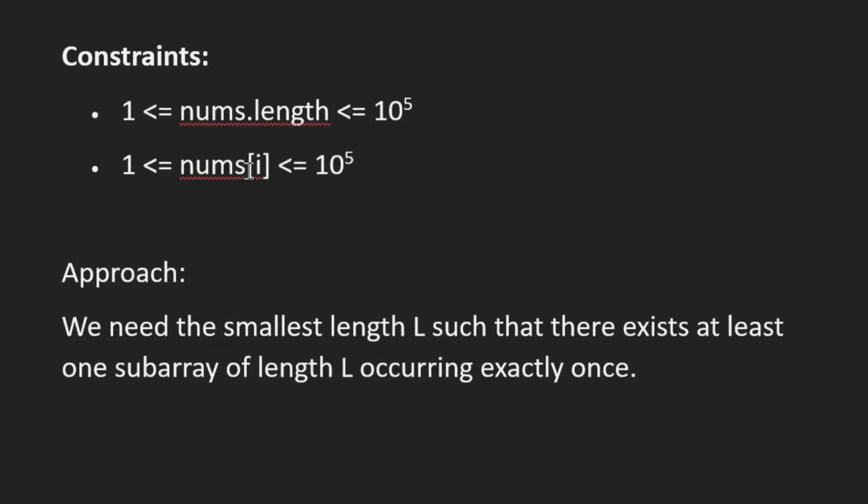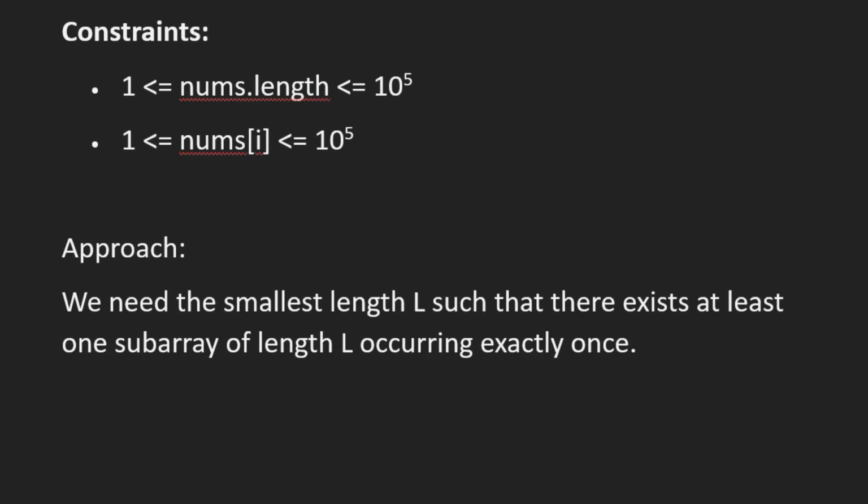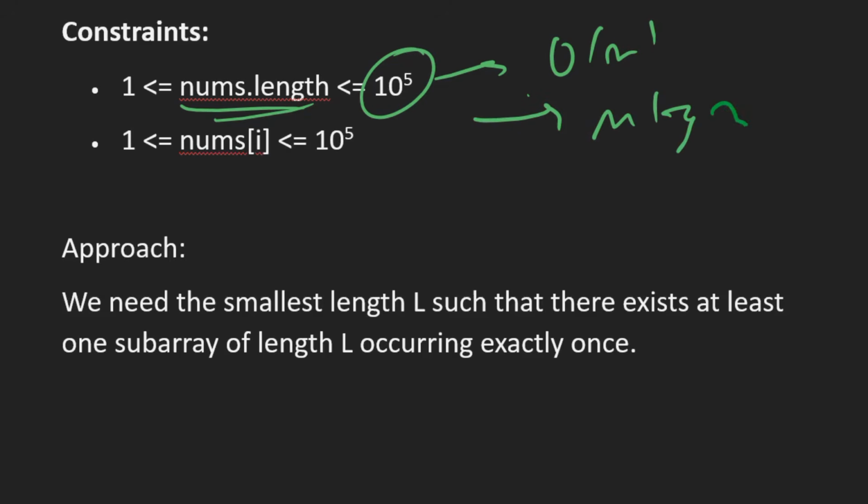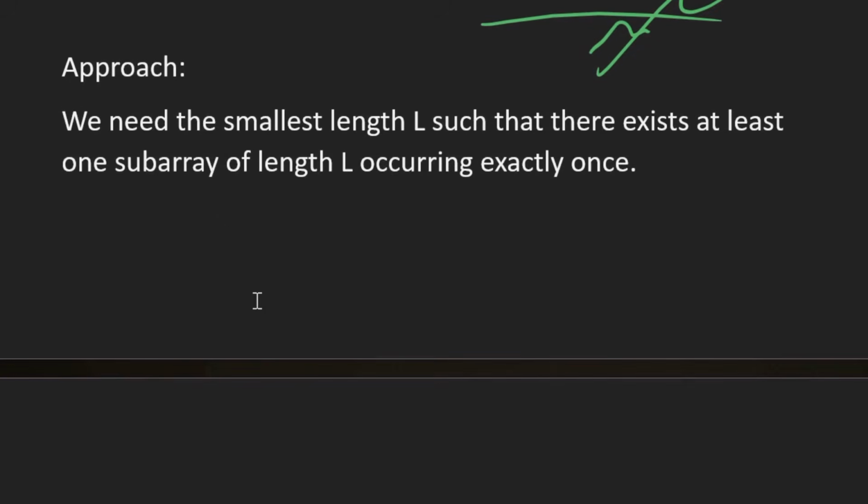So let's move to the constraints part. In the constraints, our array length is up to 10 to the power 5. So an O(n squared) solution will give us time limit exceeded, and each element in the array is up to 10 to the power 5. So let's move to the approach part.